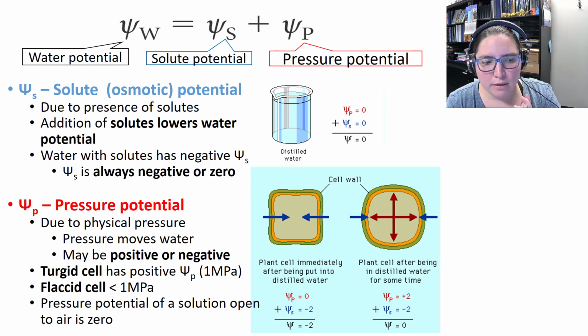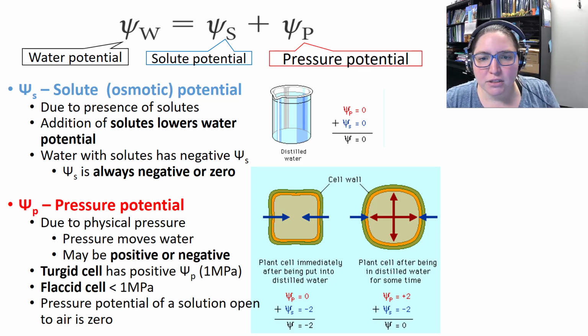Pressure potential is due to physical pressure. Pressure moves water, and pressure potential can be either positive or negative. A turgid cell, remember that's a cell that's very full of water, has a positive pressure potential. And a flaccid cell has a pressure potential that is less than 1 megapascal. And pressure potential of a solution open to air is 0.